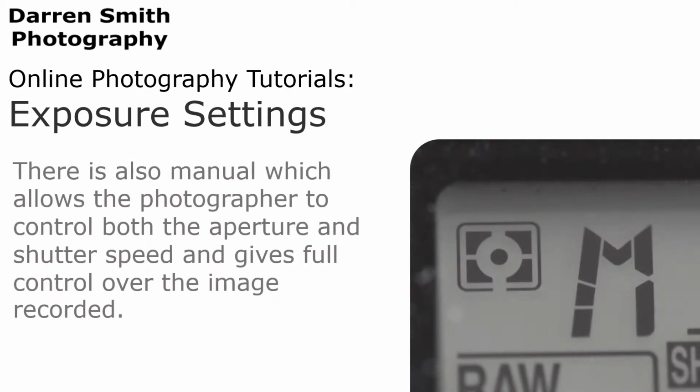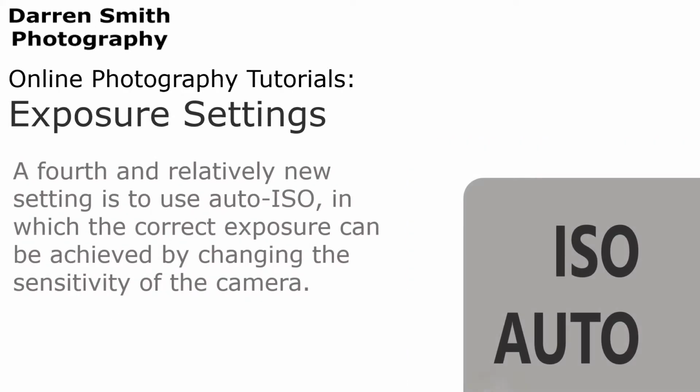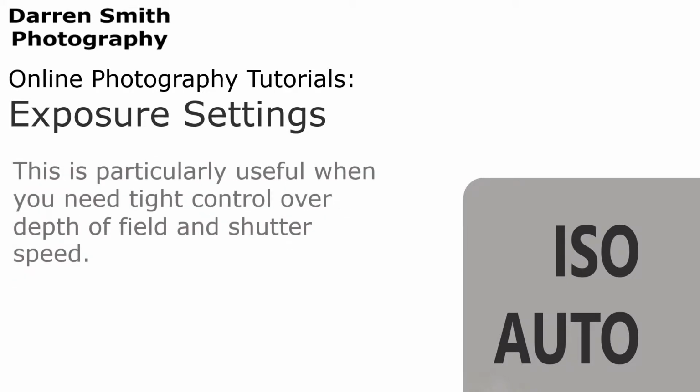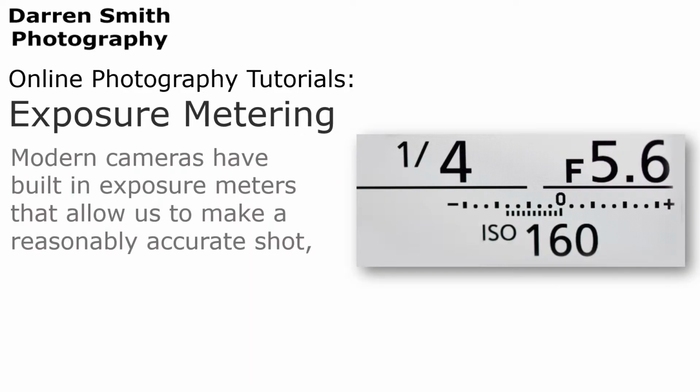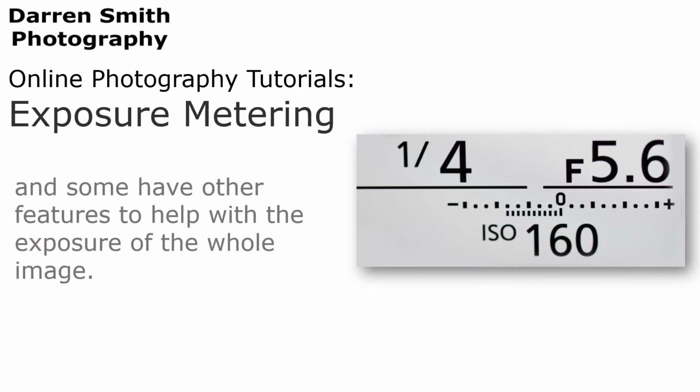There is also Manual, which allows the photographer to control both the aperture and shutter speed and gives full control over the image recorded. A fourth and relatively new setting is to use Auto ISO, in which the correct exposure can be achieved by changing the sensitivity of your camera. This is particularly useful when you need tight control over the depth of field and the shutter speed of your image. Modern cameras have built-in exposure meters that allow us to take a reasonably accurate shot, and some have other features to help with the exposure of the whole image.